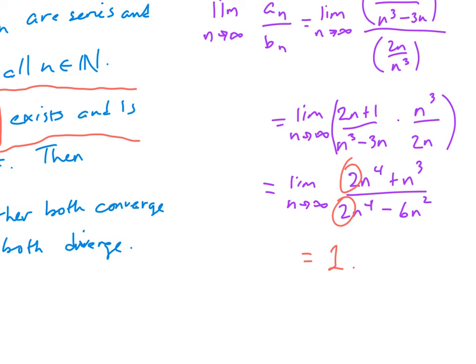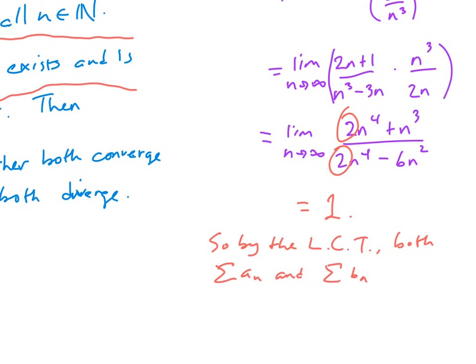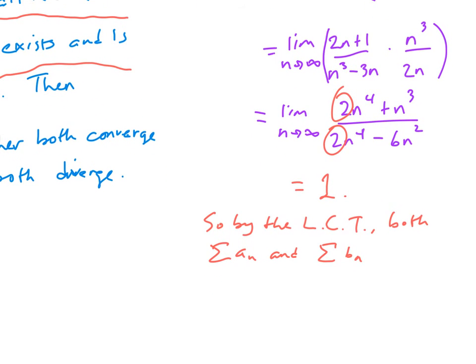So by the limit comparison test, both series a sub n and series b sub n. By the way, if you've already introduced both series properly, you're allowed to leave off all the little indices on the top and bottom of the summation sign, but you have to introduce them formally first, which means at some point I need to see what the starting point is for each one. But both of these converge or both diverge.